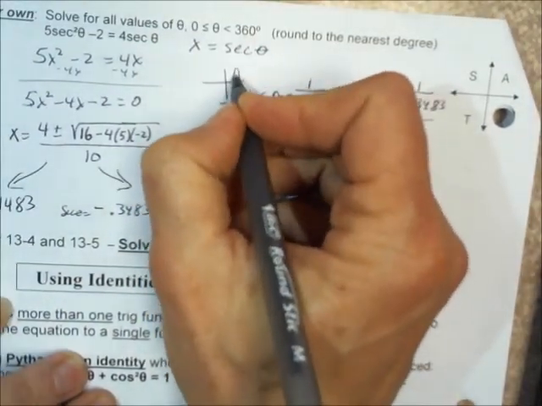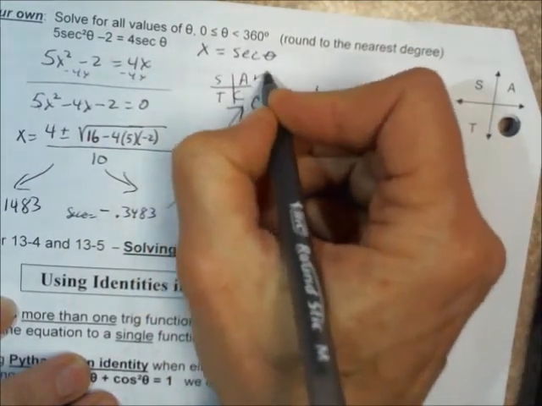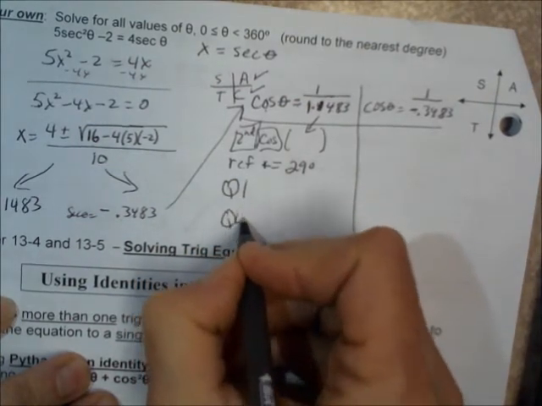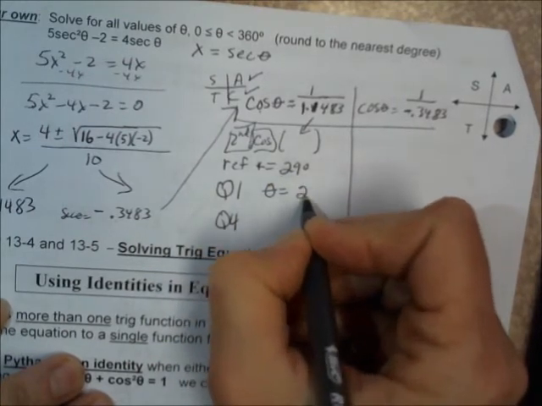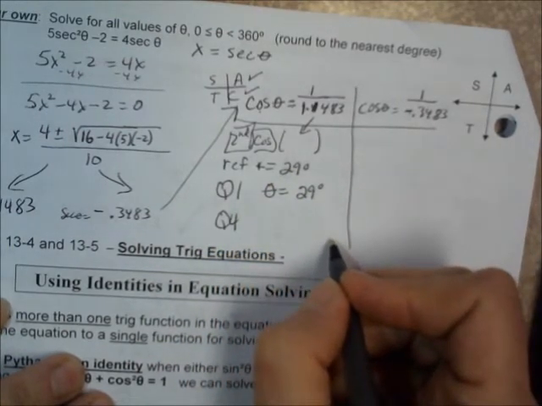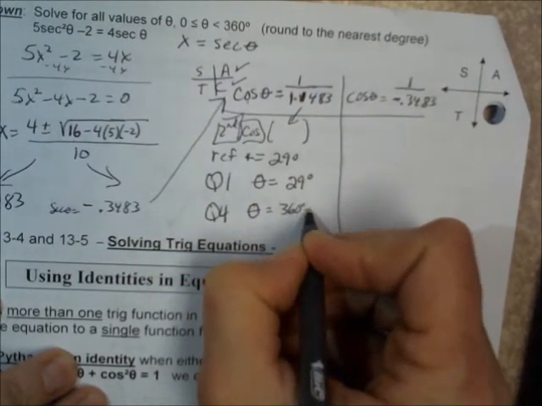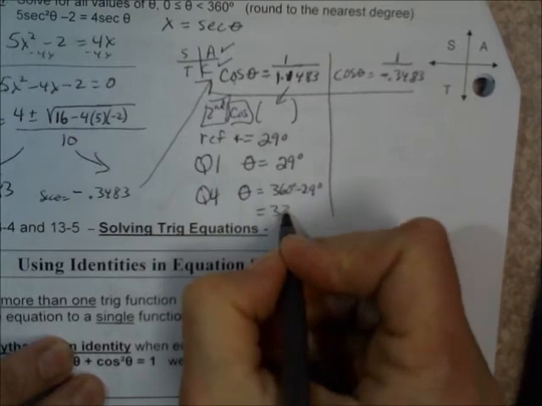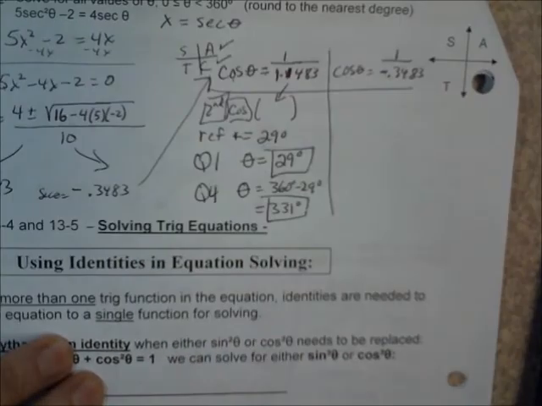And All Students Take Chemistry tells us the cosine is a positive value in quadrants 1 and 4. So you have a quadrant 1 answer and you have a quadrant 4 answer. Well, the theta value is the same thing as the reference angle, so 29 degrees is one answer. In quadrant 4 you have 360 minus 29, which is 331 degrees. So those are your two answers over on the left-hand side.